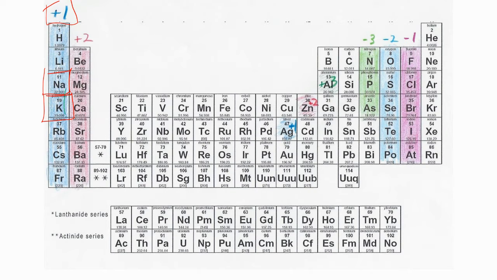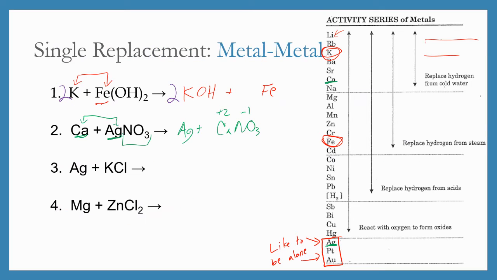Did we do that one? Nope, we didn't. There's calcium, +2. So +2 needs two -1s. So we need two nitrates to balance out that calcium. But we need the whole nitrate twice.